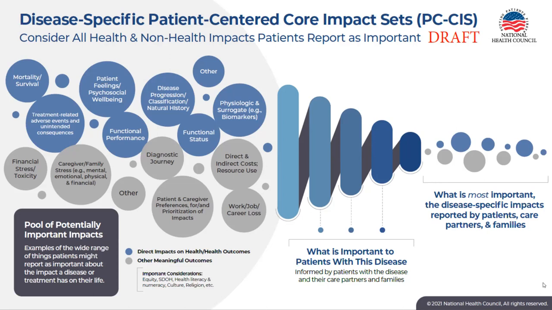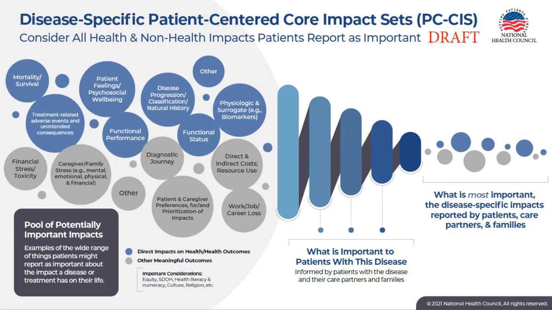And you see this little funnel in the center. We can narrow down and winnow down what the most important impacts are by engaging with patients and families and care partners and finding out what's important to them. And then in the end, you'll see on the right-hand side, this smaller set of bubbles. And we determine what is most important, those disease-specific impacts or treatment-specific impacts that are reported by patients, care partners, and families. And that's how we identify, through patient engagement and by identifying patient experience data, what are those impacts that are most important? And they can be outcomes, but they can be other kinds of impacts also.